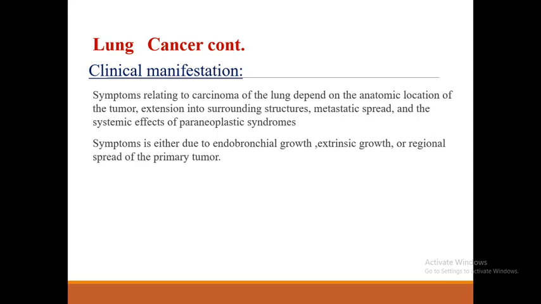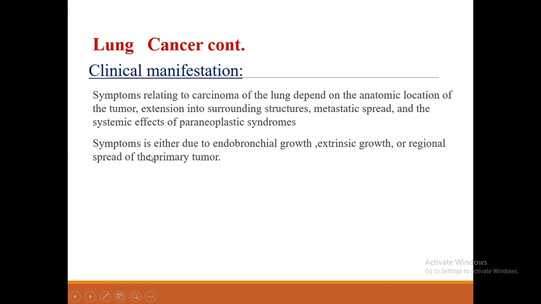Clinical manifestations of lung cancer. Symptoms relating to carcinoma of the lung depend on the anatomic location of the tumor, extension into surrounding structures, metastatic spread, and the systemic effects of paraneoplastic syndrome. Symptoms are due to endobronchial growth, extrinsic growth, or regional spread of the primary tumor. As I mentioned before, lung cancer symptoms are mainly due to endobronchial growth, extrinsic growth, or regional spread of the primary tumor.